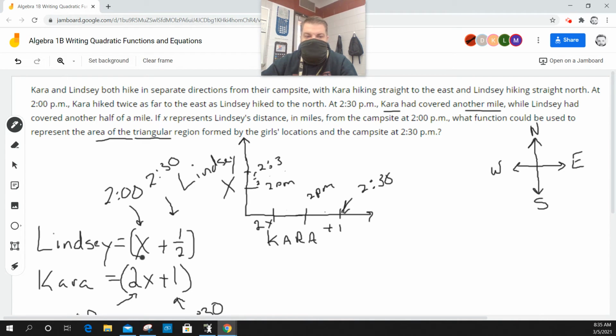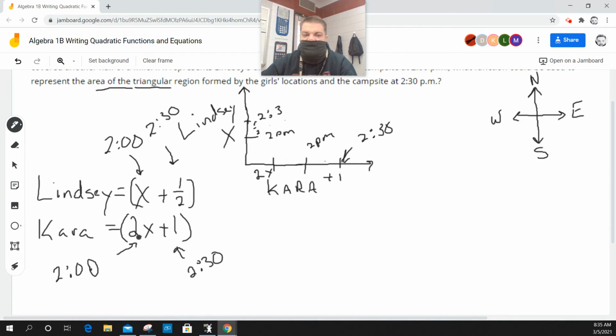Well, at 2, she went X miles, and then by 2:30, she had gone another half a mile. Well, at 2, Kara had gone twice as far as Lindsay, 2 times X, and then by 2:30, she had traveled an additional mile. Whew. Now the question is, and by the way, this is the campsite right here.